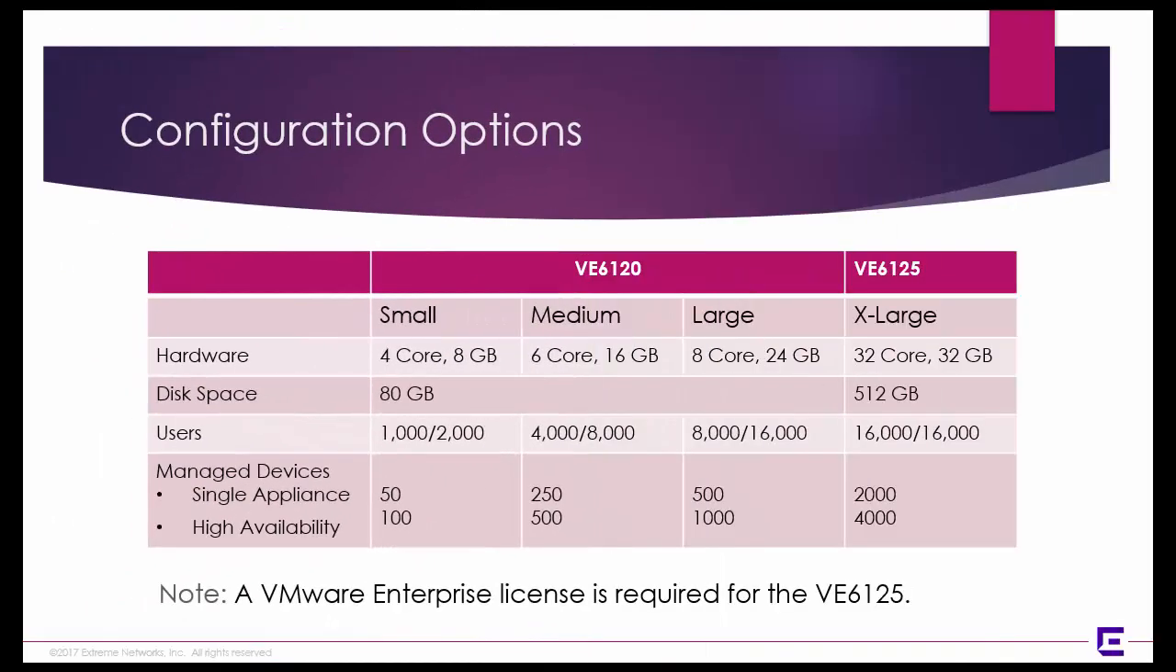ExtremeCloud Appliance offers the VE6120 virtual appliance in three sizes and a separate VE6125 virtual appliance for extra large deployments. The VE6120 and VE6125 appliance models have separate OVA files. We offer several configuration options. Small reflects the default configuration. You can configure for higher resource requirements, and the ExtremeCloud Appliance capacity will automatically adjust. Our new VE6125 is the largest offering.